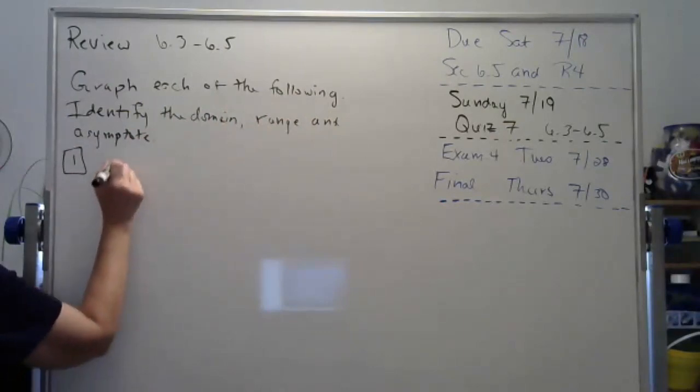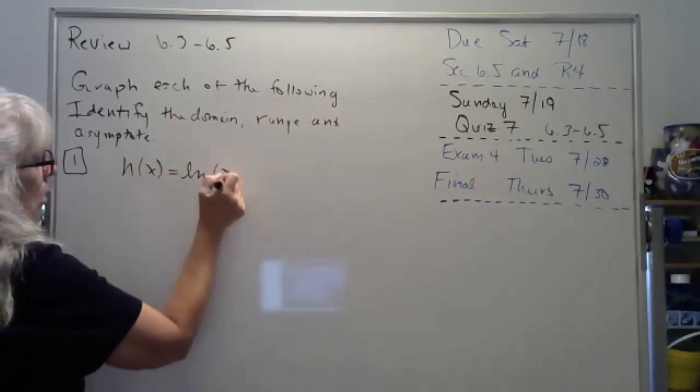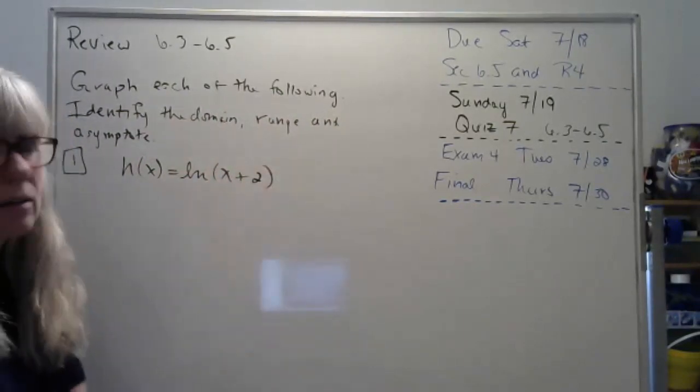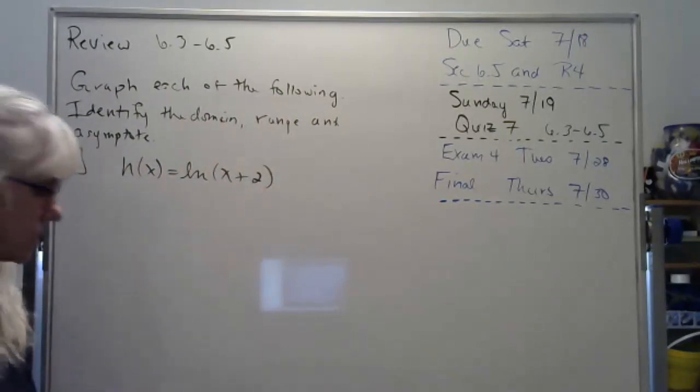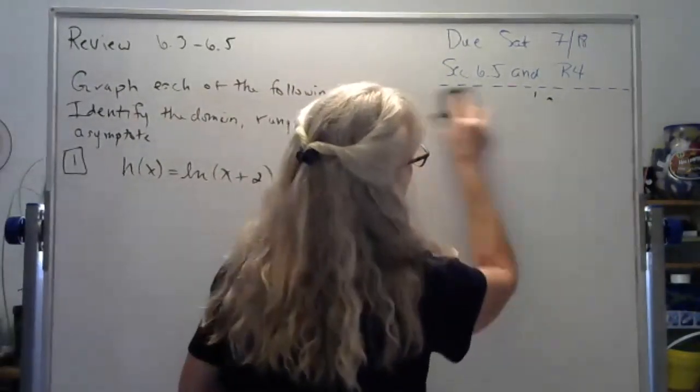Let's do h of x is equal to the natural log of x plus 2. And I want to graph that. And again, this is without the calculator. We don't need the calculator for that. Okay, well, it helps if I know what the base graph for the logarithm is. So I'm going to come over here.